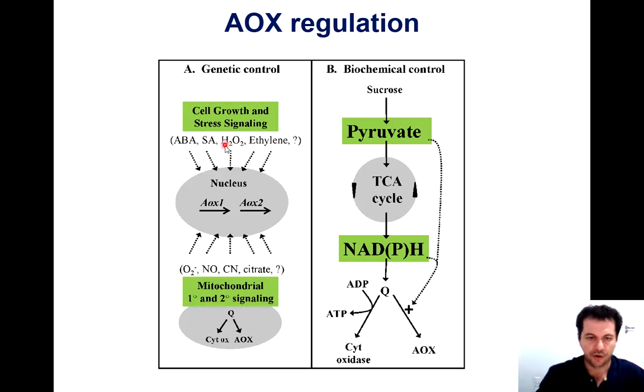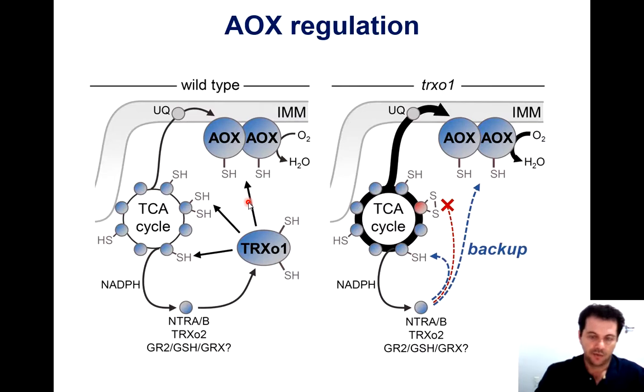Many hormones, or for example hydrogen peroxide, can also stimulate the expression of these genes, AOX1 and AOX2, and then you have more proteins. Many other signals, such as citrate, singlet oxygen, and nitric oxide, can also induce the expression of these enzymes. AOX is also regulated by thioredoxin O1, a kind of redox regulation. This thioredoxin can also regulate some enzymes of the TCA cycle and also AOX. So the AOX can be activated by redox regulation as well.